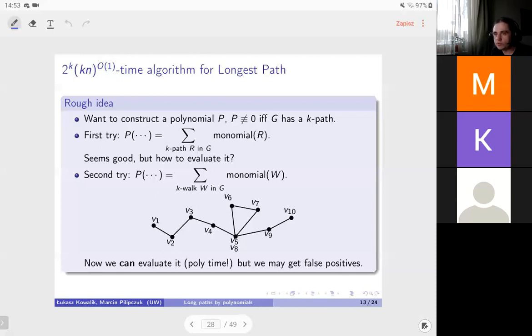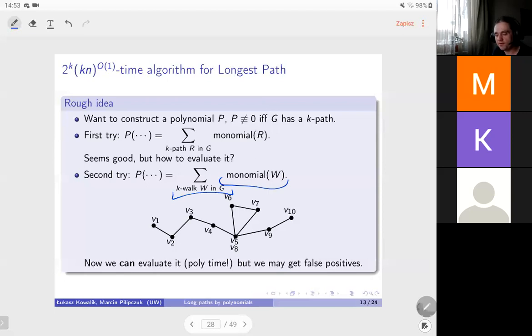So the second property we're going to use here is that walks are much easier to count or to operate on than paths, because we don't care about this disjointness, that we don't use the same vertex twice. So we can think of a polynomial that sums over all k-walks and gives some monomial depending on this k-walk.